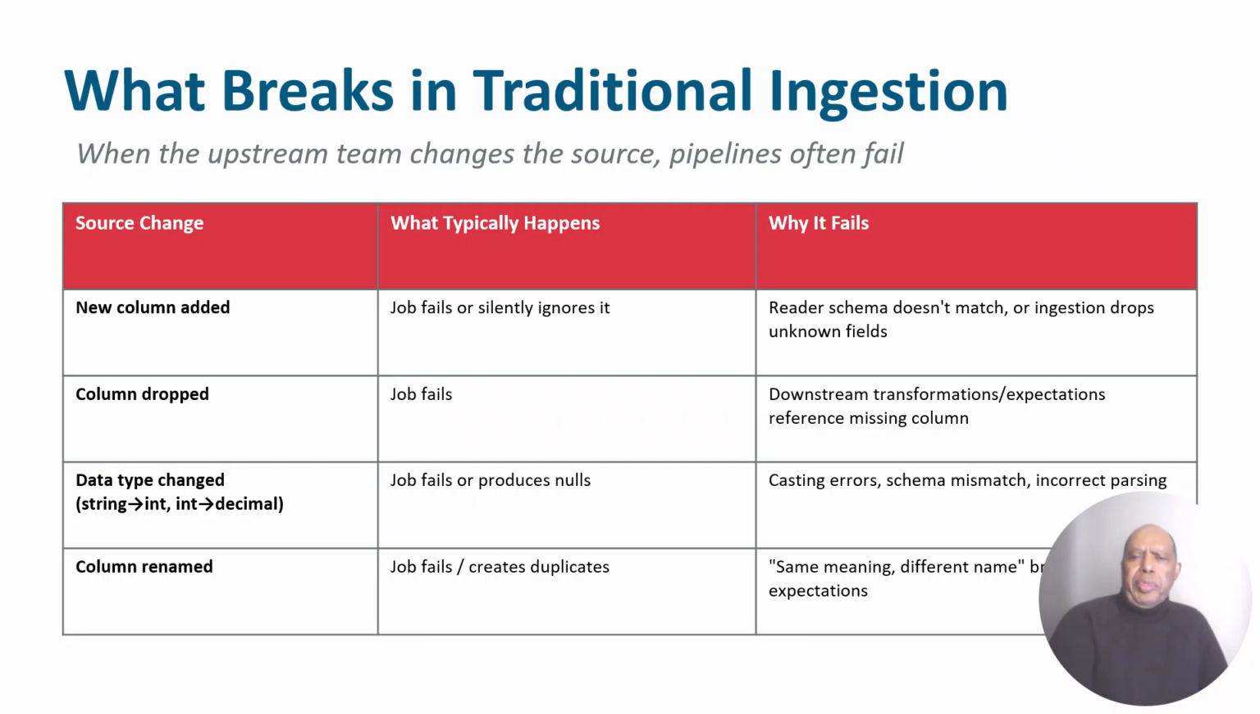Now, column renamed. This creates semantic chaos. Is customer ID the same as cust_ID? Your joins break, your expectations fail, and therefore you might end up with duplicates if the old and new columns both exist. Now, the fundamental problem is traditional ingestion treats schema as fixed. But in the real world, schemas evolve. That is where schema evolution comes in.